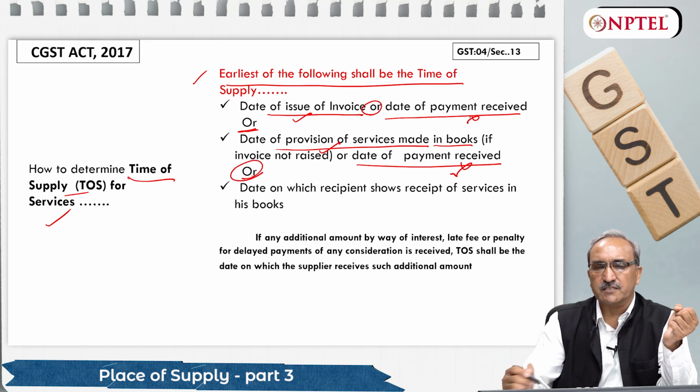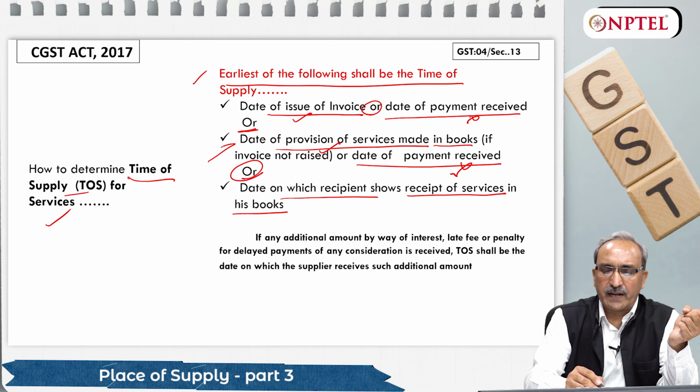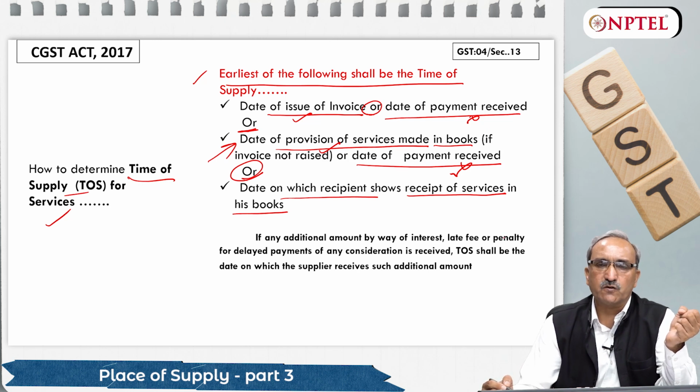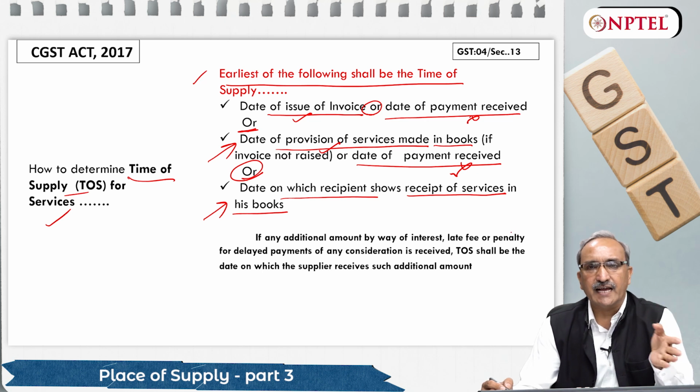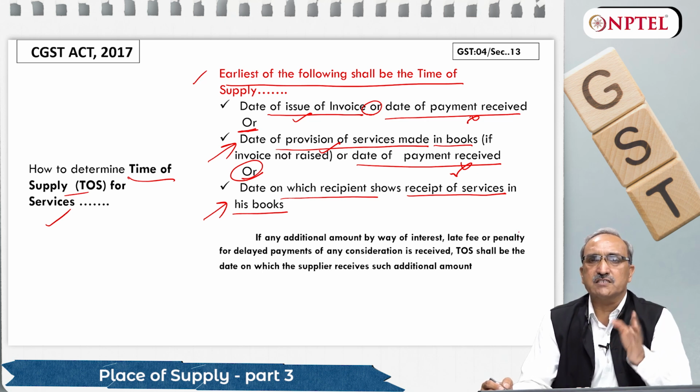Further, once again there is an or: the date on which the recipient shows receipt of service in his books of accounts. Here the supplier has made a provision in his books of accounts. Here the recipient has made a provision in his books of accounts that he has received the services, though he has not received the invoice.